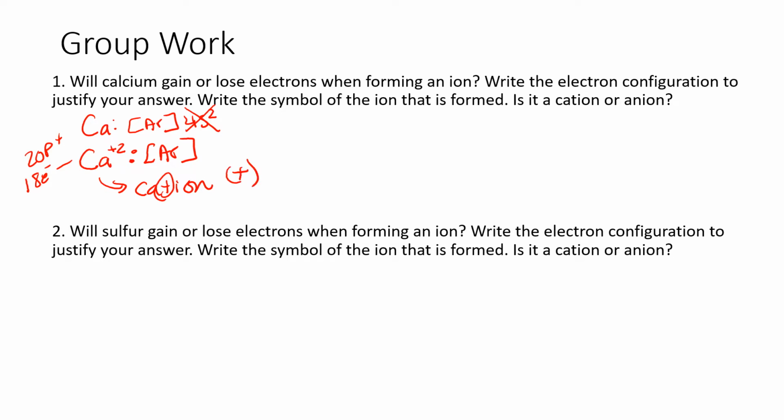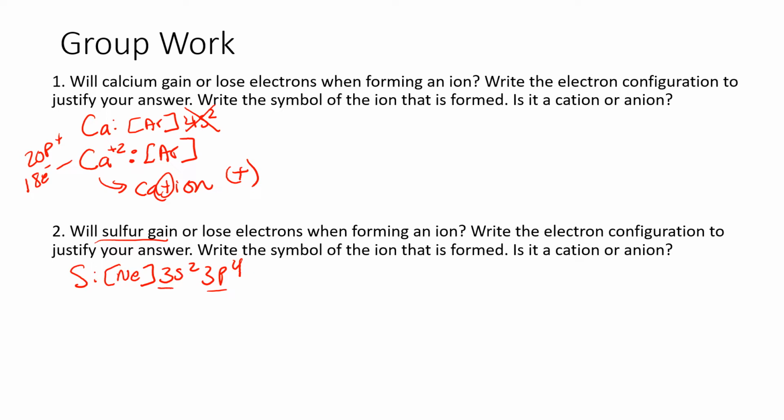Now, in order to determine if sulfur will gain or lose electrons, let's first write the electron configuration for neutral sulfur. Looking at the periodic table, sulfur has 16 protons and 16 electrons to balance that out. So let's do the noble gas shorthand configuration. Neon is the noble gas right before it, and then we go 3s2 and 3p4. So on our third shell here, we have 6 total electrons.